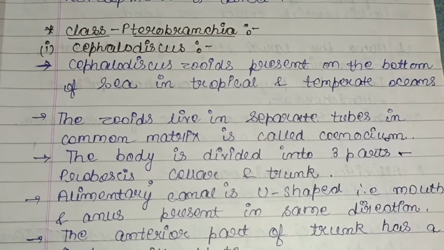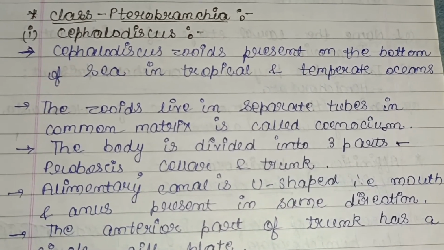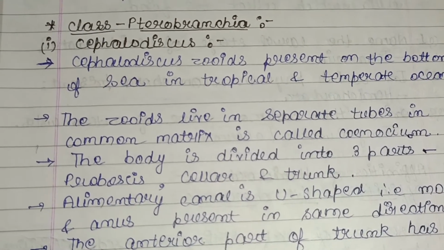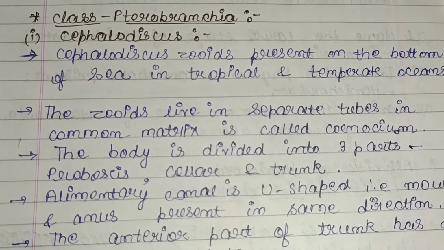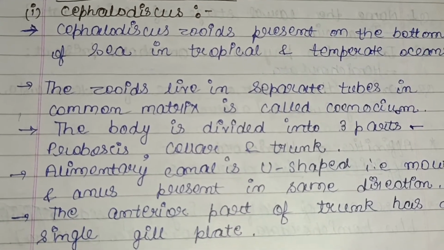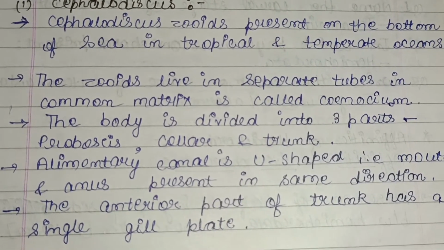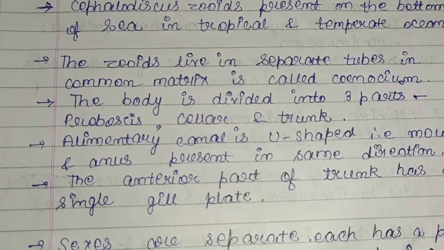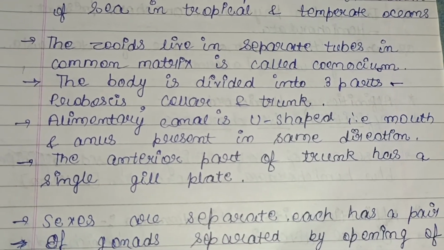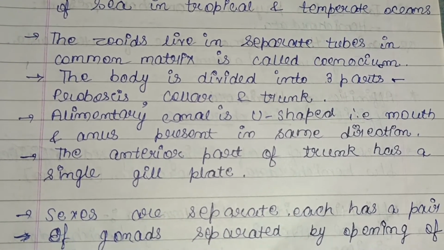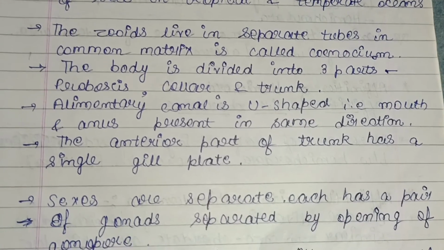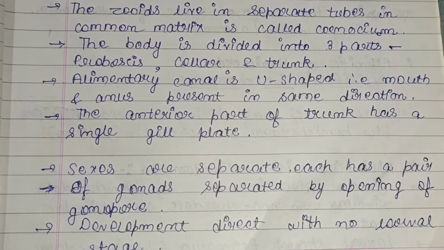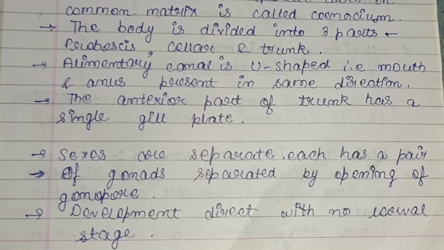Then class Pterobranchia, and first example is Cephalodiscus. So Cephalodiscus zooids are present on the bottom of the sea in tropical and temperate oceans. We can say they form the zooids as a sort of colony. Zooids live in separate tubes in the common matrix, and that matrix is known as coenoecium. The body is again divided into three parts: proboscis, collar, and trunk. Alimentary canal is U-shaped, that is mouth and anus are present in the same direction. Anterior part of the trunk has a single gill plate. Sexes are separate, each has a pair of gonads separated by the opening of a gonopore. Development is again direct with no larval stage.